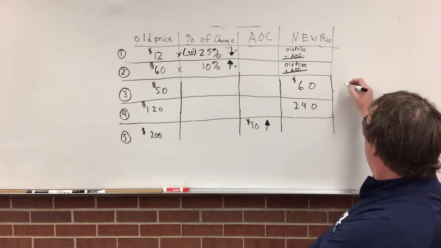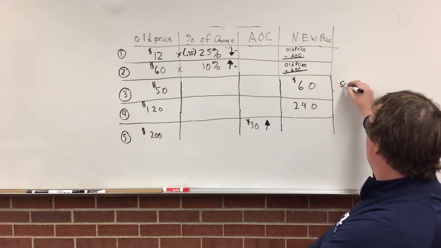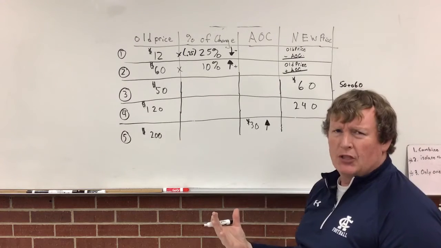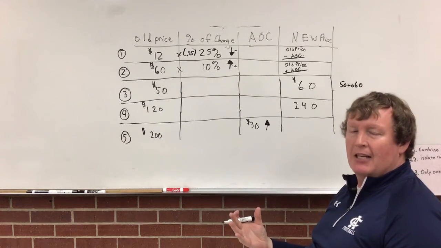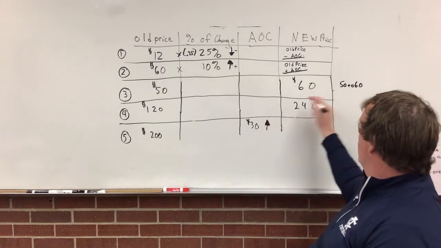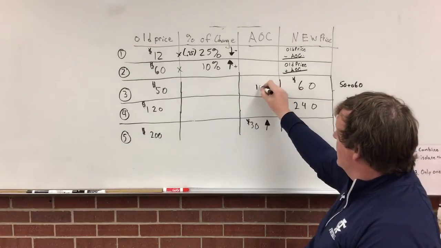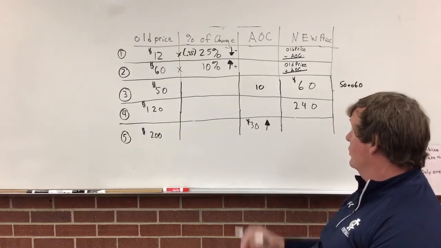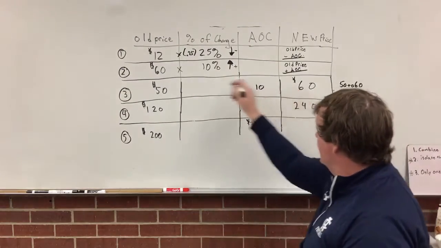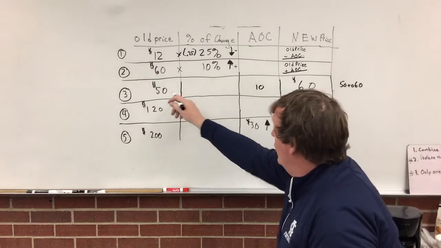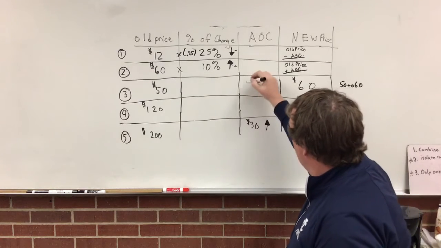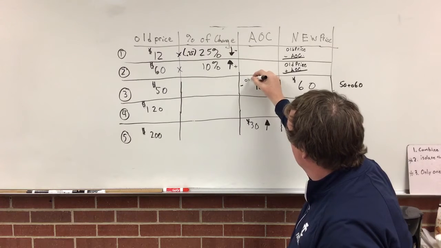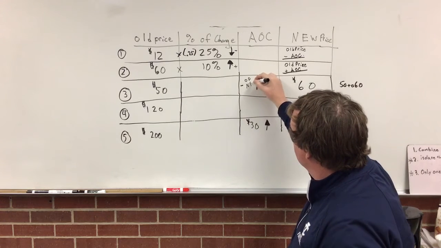Remember, we had problems that said like this, it would be like 50 to 60. So our first step was always to subtract the smaller number from the larger number. In this situation, it would make our amount of change 10. I did that part for you, okay? But you would subtract these two numbers, the old price and the new price, okay? So we have a subtraction problem, old price and the new price.